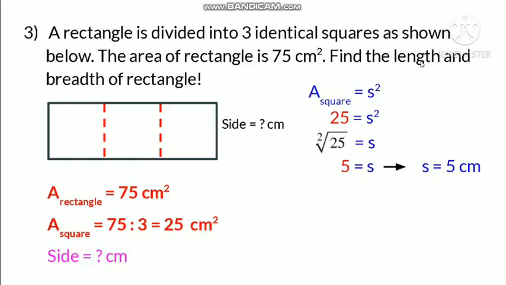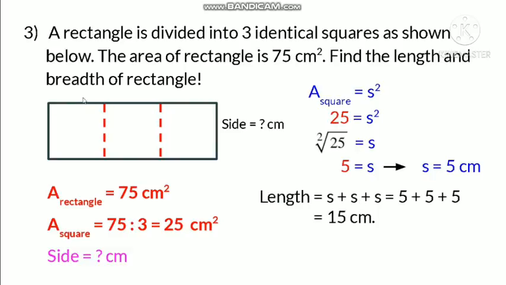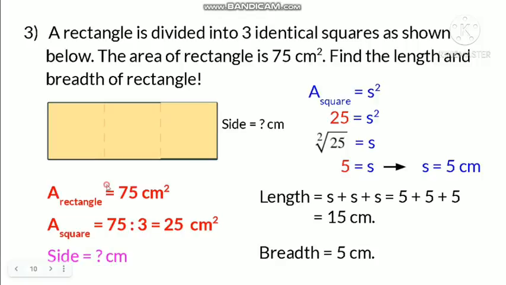Now we can find the length and the breadth of the rectangle. So the length, look at here, the length of the rectangle is side plus side plus side, equals 5 plus 5 plus 5, and equals 15 centimeters. While the breadth is equal to the side of the square. So the breadth is equal to 5 centimeters long. Okay, friends, that's how to do it. You may take a look at the problems carefully and follow the steps.